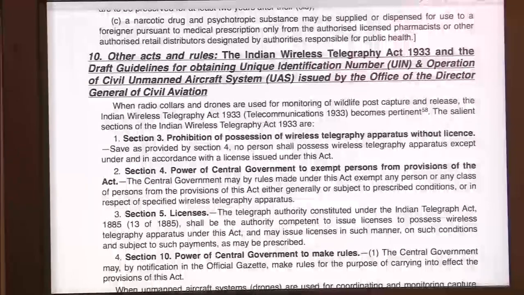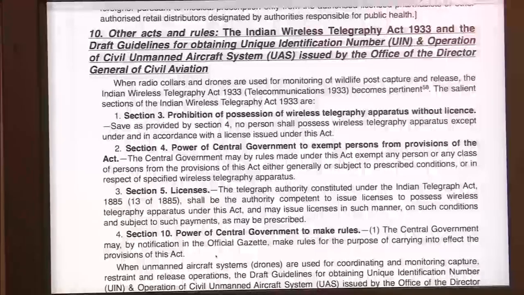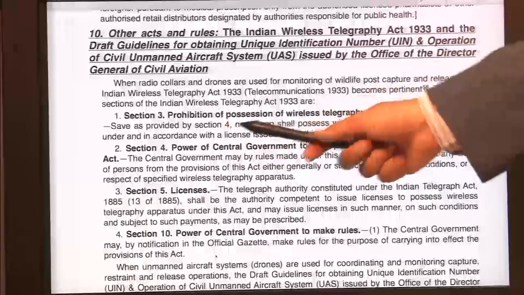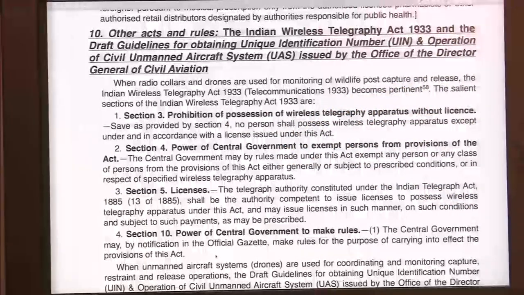So, basically when we talk about immobilization of animals, we also looked at placing of collars on the animals. So, these radio collars that are put on the neck of the animal, once you have immobilized the animal, you can put a radio collar to track this animal. Now, because this radio collar makes use of wireless frequencies, the Indian Wireless Telegraphy Act of 1933 becomes important here. Now, it says that you have a prohibition of possession of wireless telegraphy apparatus without license. So, you need to have a license before you are operating any of these collars.